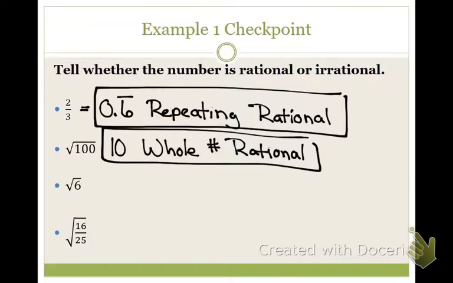I want you to try the next one. Square root of 6. Write it as a decimal, then describe it. What kind of decimal is it? Is it repeating? Is it terminating? Is it non-repeating or non-terminating? And then because of that, what kind of a number is it? What category does it belong in? So what is the square root of 6 as a decimal when you convert it to a decimal?